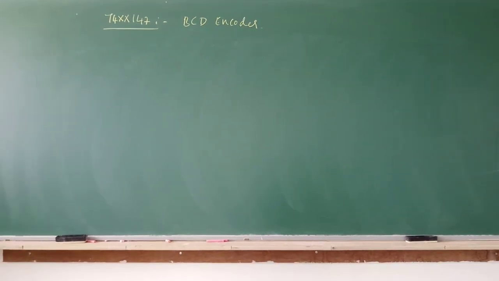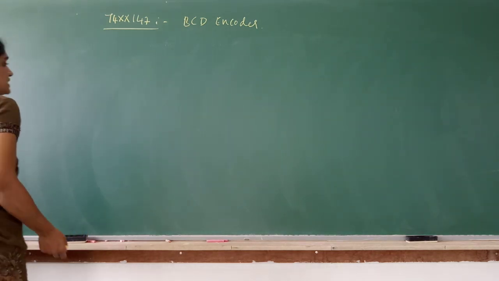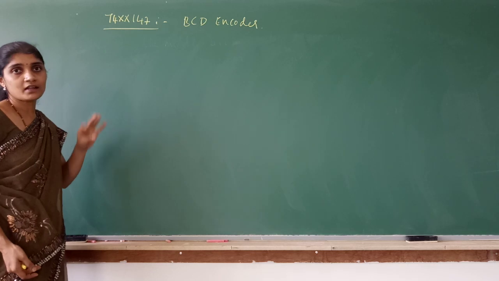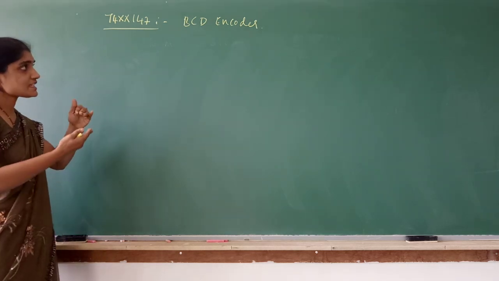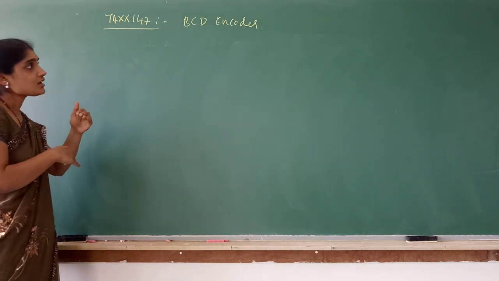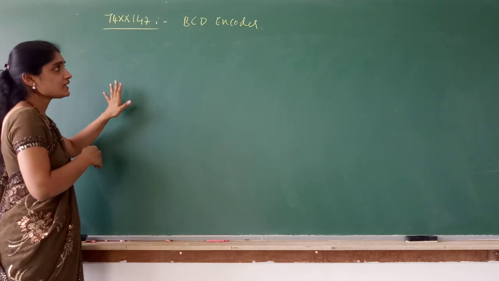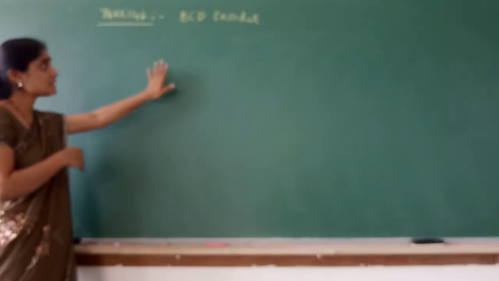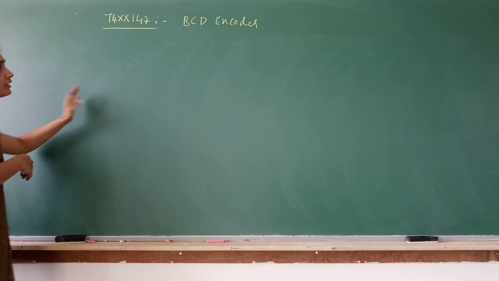BCD encoder. You have seen the decoder also, correct? So the BCD decoder we have also studied. Now it is the BCD encoder. BCD, binary coded decimal numbers, right? So BCD encoder, again same like BCD decoder. In the BCD decoder we had 4 inputs and 10 output lines. The encoder is exactly the opposite of the decoder. So we will have 10 input lines and 4 output lines for a BCD encoder, isn't it?